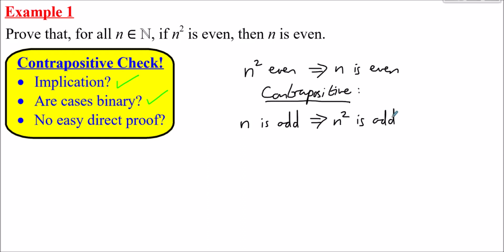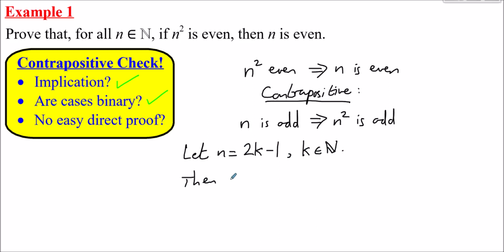And like we mentioned before, if we can prove a contrapositive, we've proven the initial statement, because the contrapositive and the initial statement are logically equivalent. Now this is much easier to prove. So let n equal 2k minus 1. So I'm using a representative of n as 2k minus 1, where k is a member of the natural numbers.